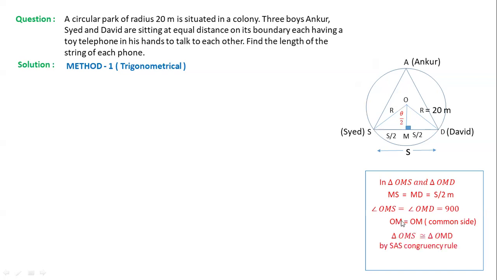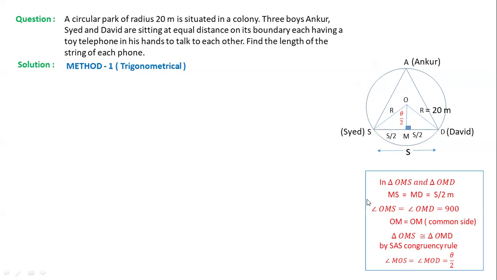So by SAS rule, these two triangles are congruent. Because these two triangles are congruent, each of these angles must be half of the total angle. Say the total angle is theta, so this should be theta by 2.